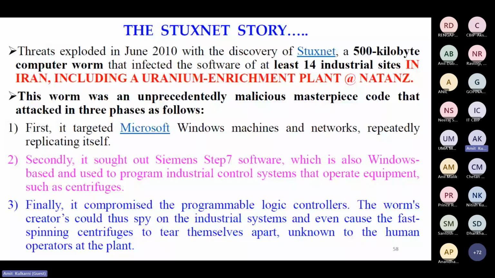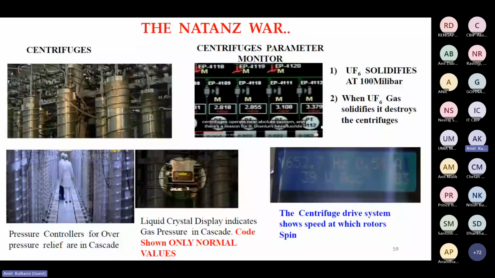Before going to the nature of the topic, I would like to give a background of what centrifuges are. Centrifuges are machines present in nuclear power plants, which isolate the isotopes and help in enriching the uranium. The first picture is that of centrifuges, whereas the centrifuge parameters being monitored are shown in the second.